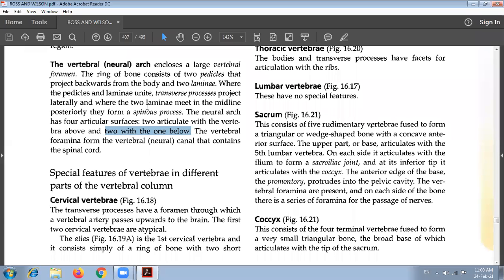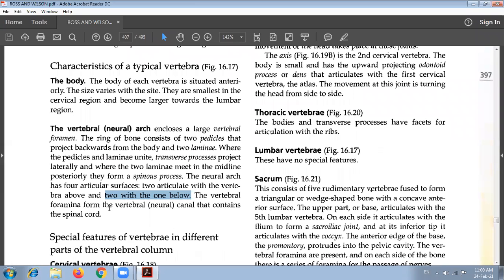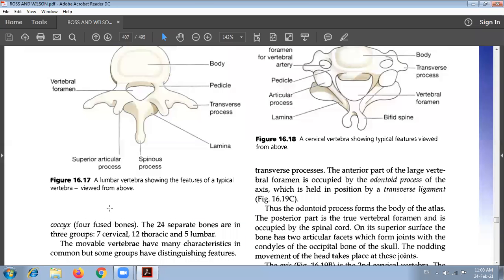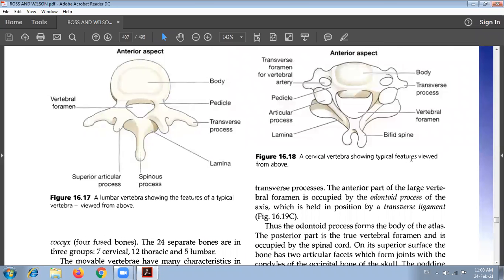There are features of different vertebrae by which we can identify them according to their location or region. So the special features of vertebrae in different parts of the vertebral column, like the cervical region vertebrae. They are called the cervical vertebrae. So in the diagram you can see here the cervical vertebra showing typical features.